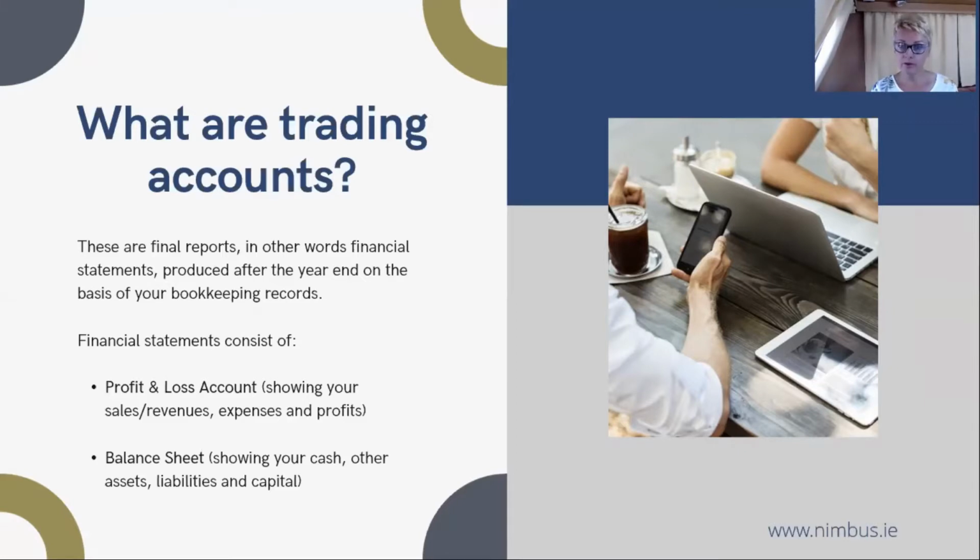These are final reports, in other words, financial statements produced after the year end on the basis of your bookkeeping records. These financial statements consist of, first of all, the profit and loss account. So this is the statement showing your sales revenues on one side and then expenses deducted from sales revenues, and finally you arrive at the profit or loss figure. Most of you are probably familiar with this term. The next very important one is the balance sheet. It's not so straightforward. Just to highlight, this is the statement showing your cash and other assets against your liabilities and capital.